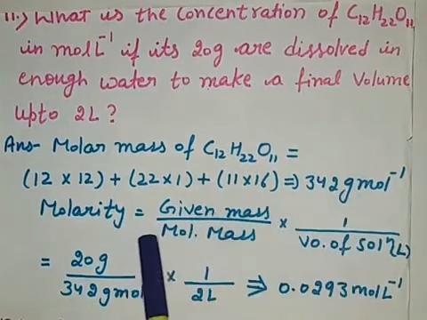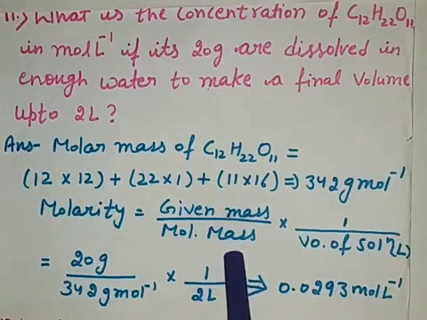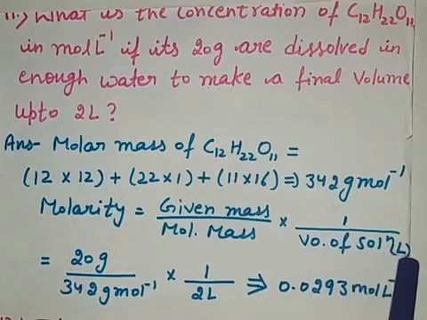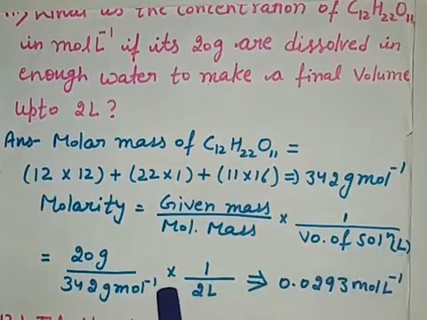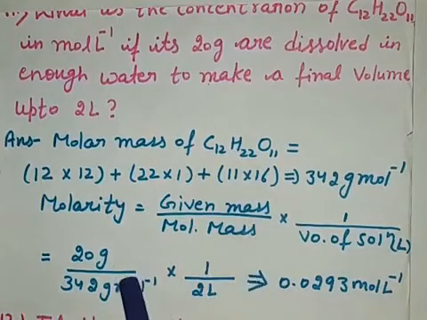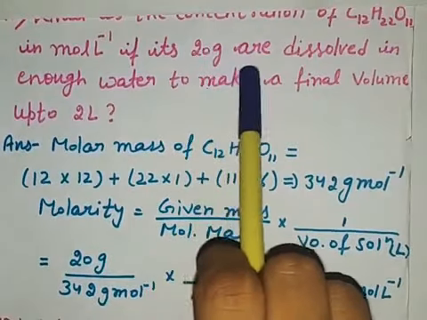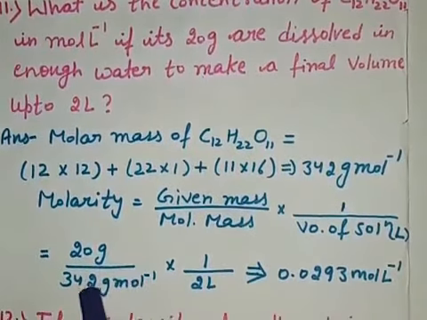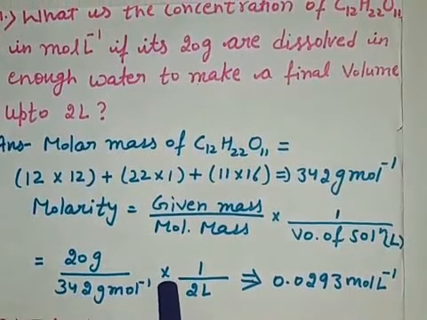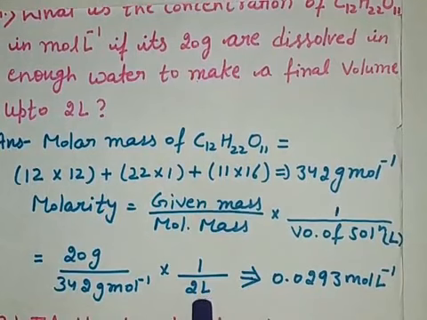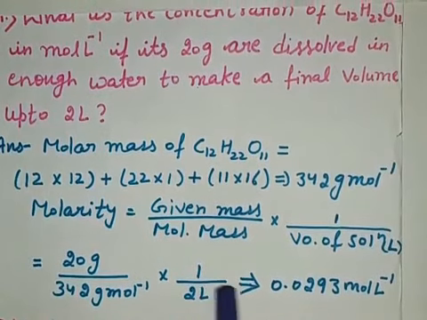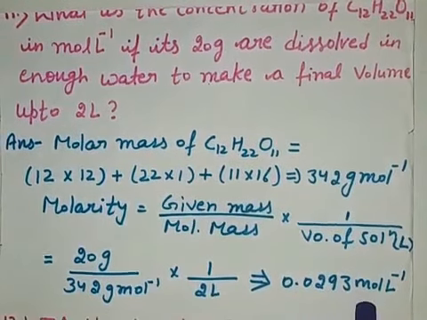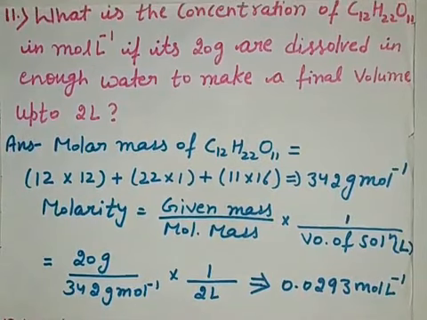Now the formula of molarity is given mass divided by molar mass, times 1 by the volume of solution, and the volume of solution should be in liter. Now we will put in the values. The given mass of solute is 20 gram. It is given in the question that 20 gram of sugar is present. So 20 gram divided by molar mass, times 1 by 2 liter, because the volume of solution is 2 liter. When you solve it, it comes equal to 0.0293 mole per liter. So this is question number 11.